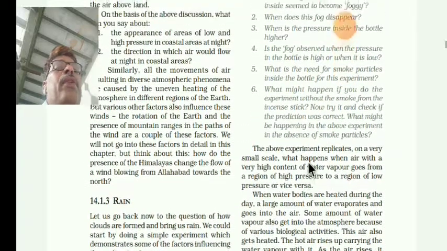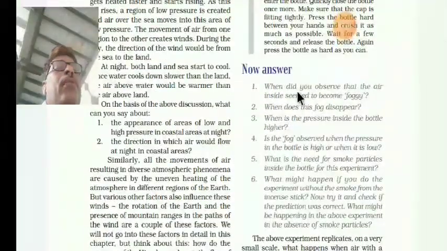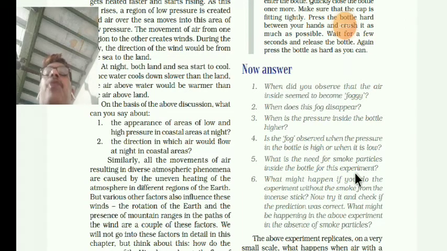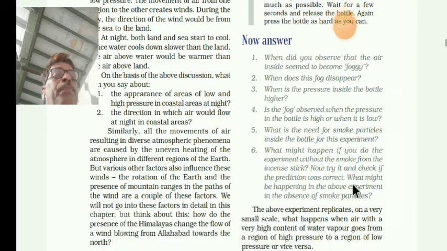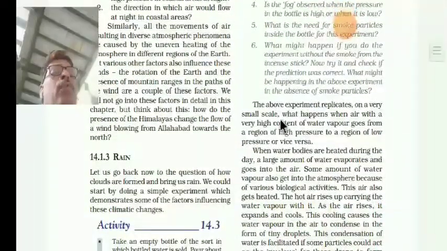See here, when did you observe that the air inside the bottle seemed to become foggy? When does this fog disappear? When is the pressure inside the bottle higher? Is the fog observed when the pressure in the bottle is high or low? What is the need for smoke particles inside the bottle for this experiment? For all this you have the explanation here, try to understand the explanation.